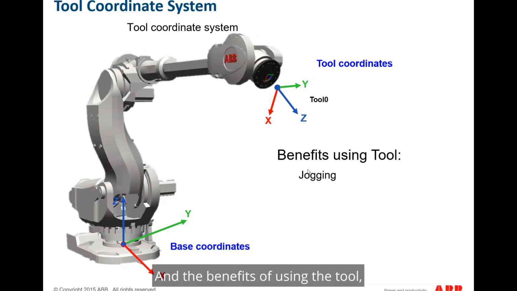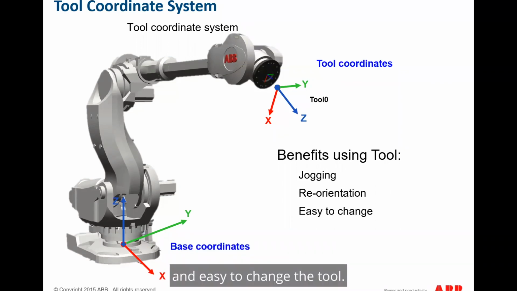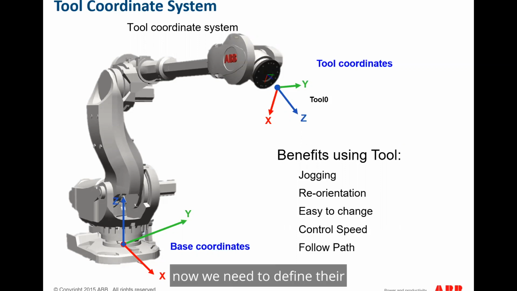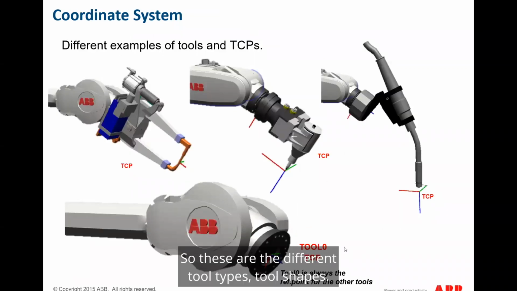And the benefits of using the tool are that you can use the jogging or reorientation, and it is easy to change the tool. Because different tools have different shape, geometry, and mass, and how heavy they are, so they have different physical properties. So for each tool, we need to define its tool coordinates. So these are the different tool types, tool shapes.